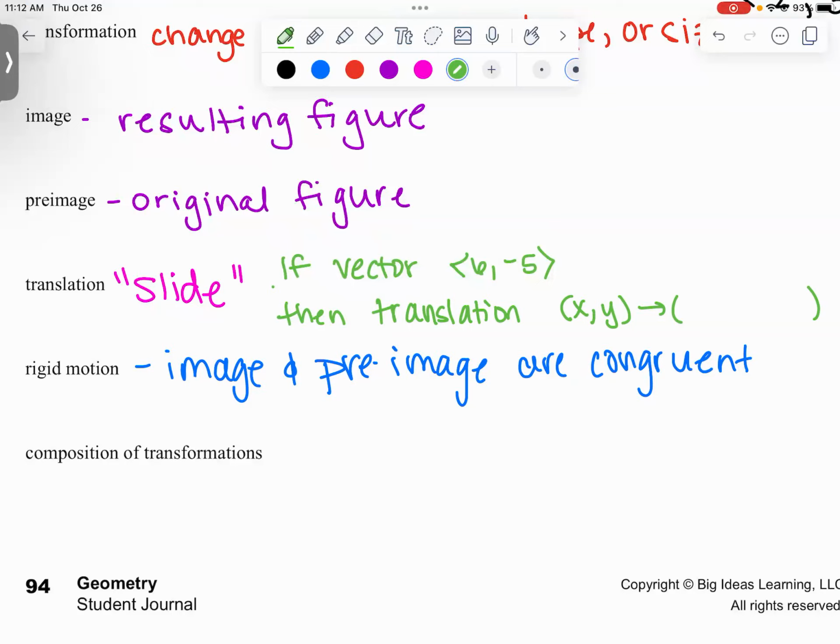We are going to move which way 6? Right? So we're going to add 6 to our X coordinate because we're moving to the right. -5 would mean we're moving down 5. So we're going to subtract 5 from our Y coordinate. So you might see the vector, or you might see this notation right here. X comma Y goes to X plus 6 comma Y minus 5. It's just telling you, hey, move it this direction.